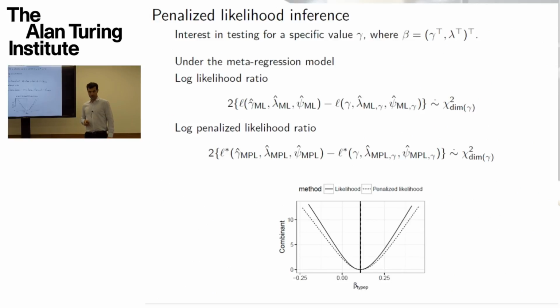If you want to do inference, so if you want to do hypothesis tests, like the test we saw earlier about processed meat being worse for you than unprocessed meat, usually you are interested in testing for a specific value of a subset of the main effects, gamma here. And if you take the meta-regression model as correct or adequate, then both the log likelihood ratio and the log penalized likelihood ratio have exactly the same asymptotic distribution. So they have a chi-squared distribution with degrees of freedom equal to the dimension of gamma.